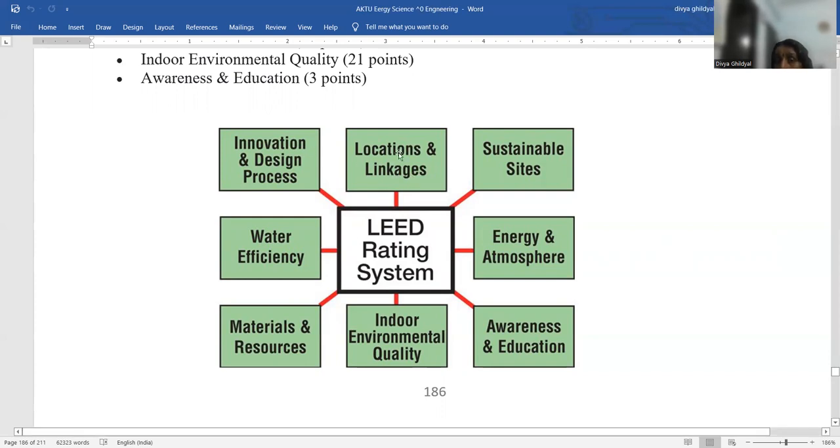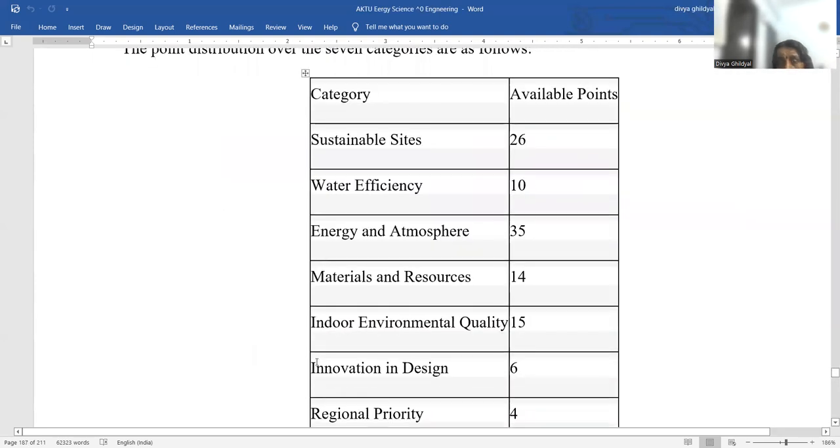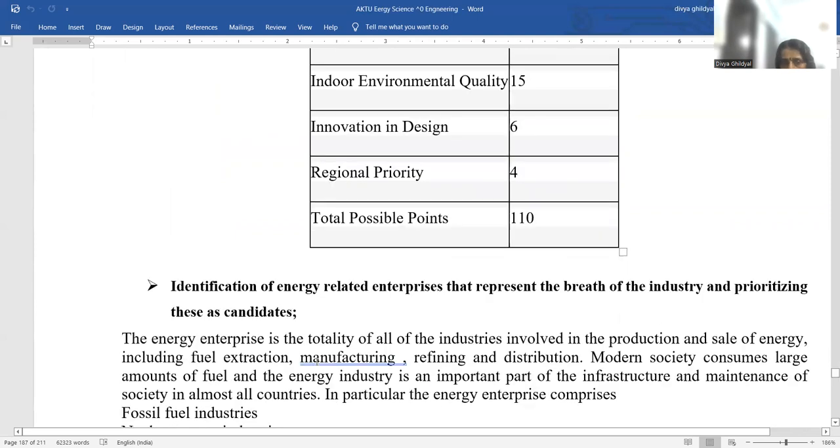Location and linkages, where is your building exactly located? Is the site a sustainable site away from environmental damages like cyclone or say earthquake or anything else? Energy and atmosphere, how much your building is taking care of these two points. Awareness and education from time to time in your building, like are there proper dustbins kept for wet waste and dry waste or not? Are the common areas where people sit being cleaned on a daily basis? Indoor environmental quality, is it being maintained or not? What are the materials and resources being required? So accordingly, you get marks for your building in this manner, the available points and the total possible points.